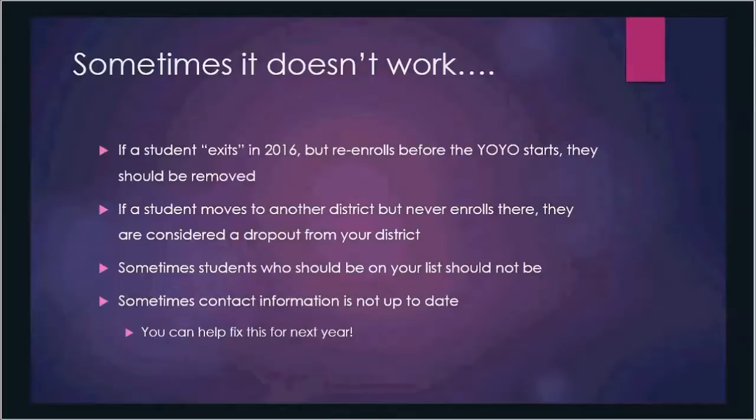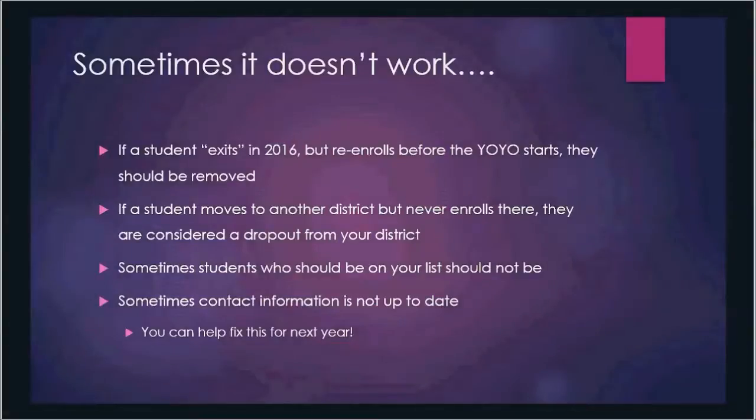Sometimes things don't work. I talked about the contact information, but there are sometimes discrepancies in who really should be in the YOYO. Probably the most frequent is when you see a student and you say, wait a minute, that student came back to school. They exited in the 2015-16 school year. Maybe they dropped out, maybe they received an alternate diploma, but then they came back. And you say, well, they probably shouldn't be involved in a 1 year out survey because they're still in school. And you would be right.